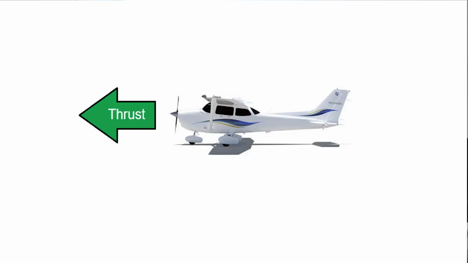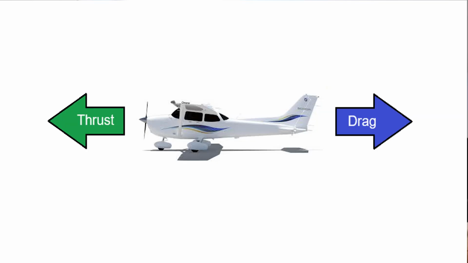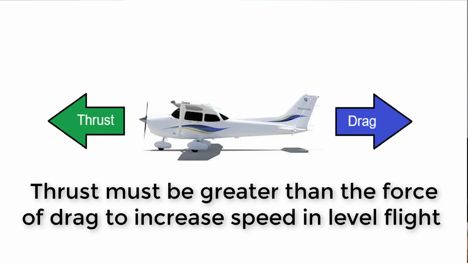The third force of flight, thrust, is created by some sort of engine and propeller working together, or a jet engine, or anything pulling the aircraft forward. So another important thing is, in order to move the aircraft forward, or in order to speed up the aircraft, you must overcome drag.